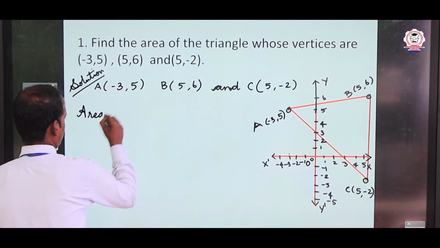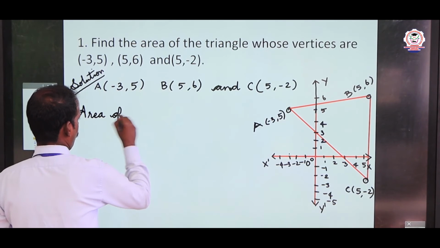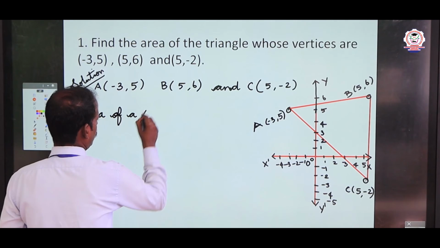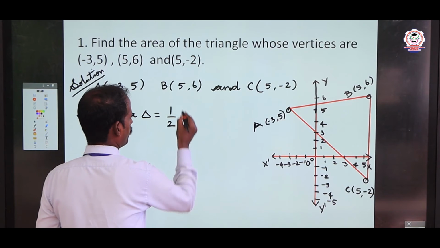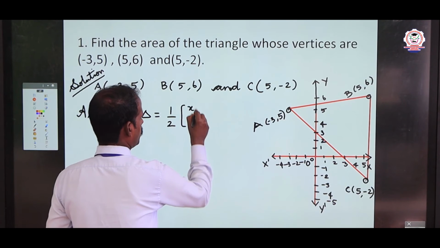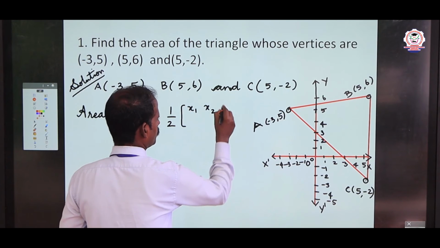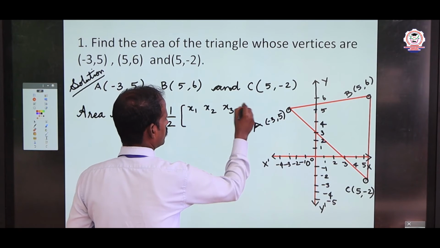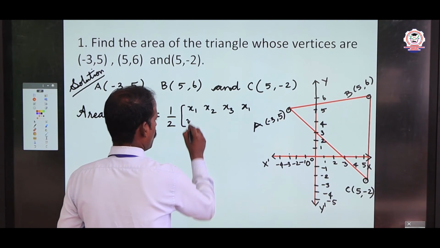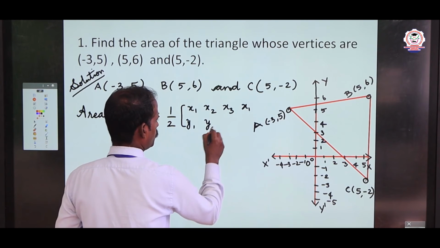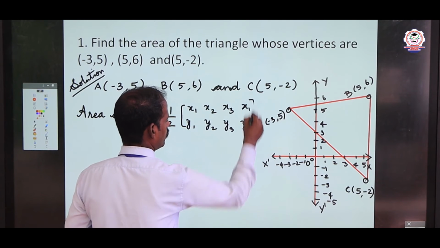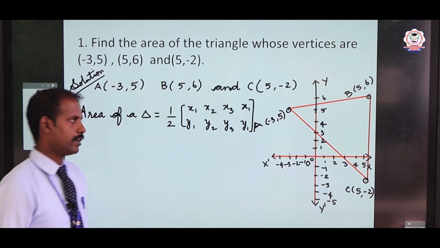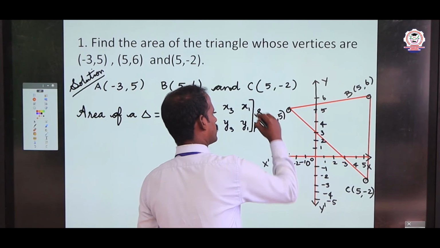Area of triangle. Area of a triangle is equal to 1 by 2 of the determinant with rows x1, x2, x3, x1 and y1, y2, y3, y1. This is the area of triangle formula, in square units.